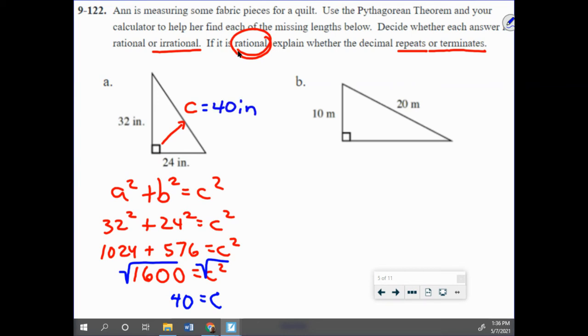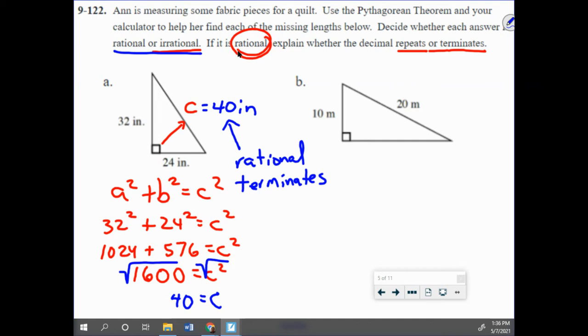Okay? Now, don't you dare just stop there, right? Because that's only half the answer. This other part said whether it's rational or irrational. In this case, this answer is rational because it terminates. It does have an ending, therefore it's rational.